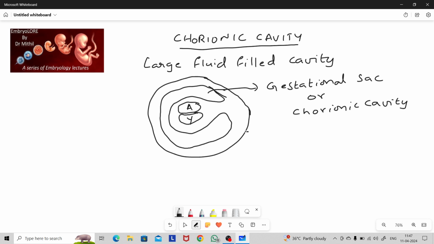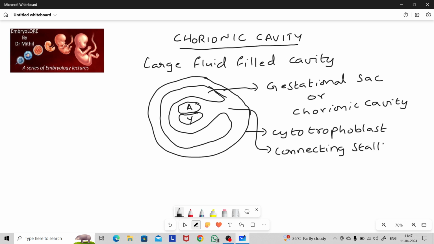And here we will see the cytotrophoblast, and here this is the connecting stalk. This is the embryo with the two layers, that is the amniotic sac and the yolk sac. And in the next point we will try to understand the formation of the precaudal plate, which is an important question.